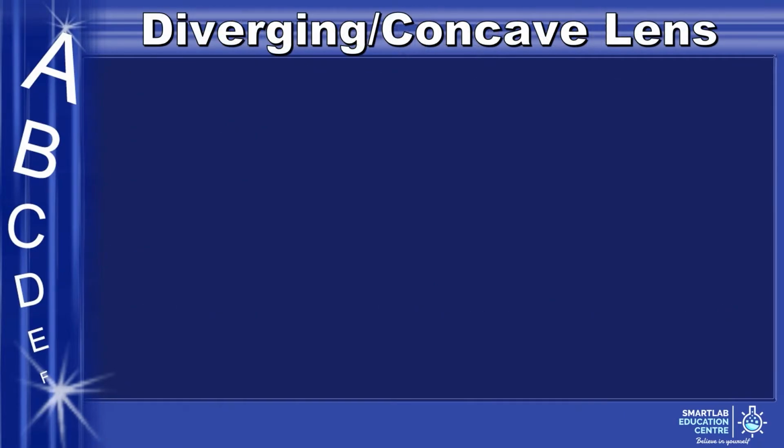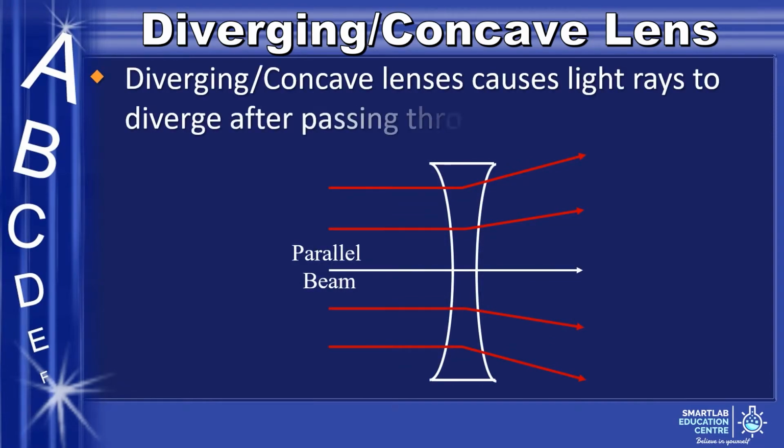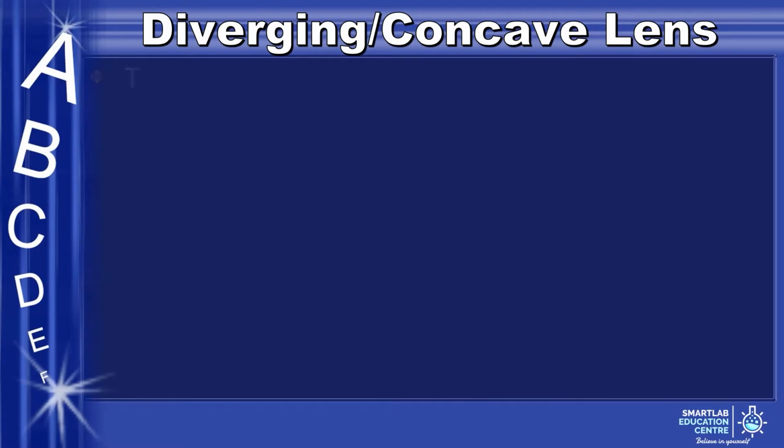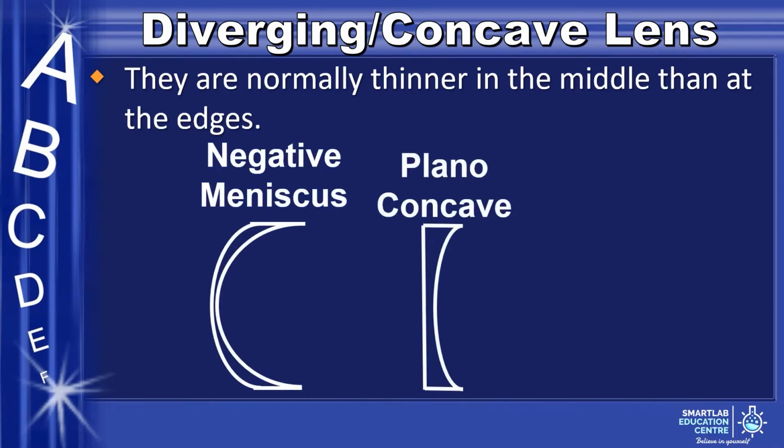The diverging lens, however, is different. Diverging lenses cause light rays to diverge after passing through the lens. A diverging lens is normally thinner in the middle than at the edges. Such examples include the negative meniscus, plano-concave, and the biconcave.